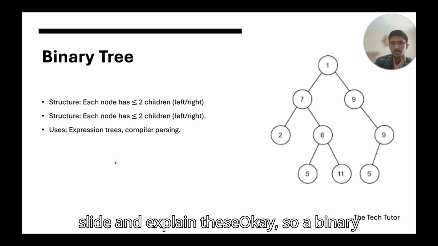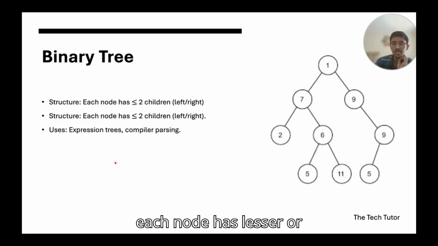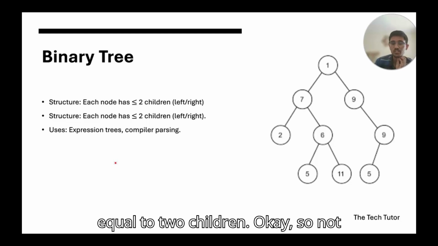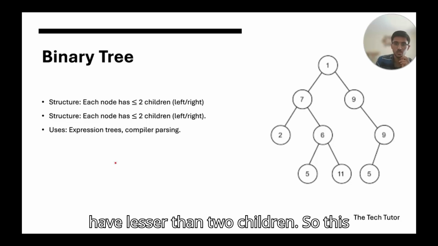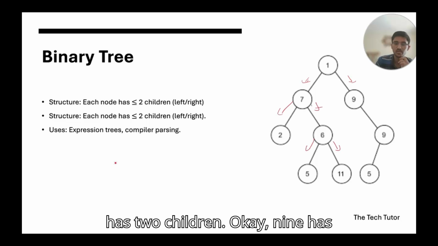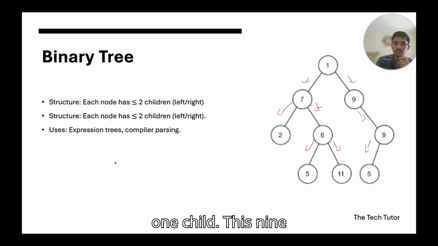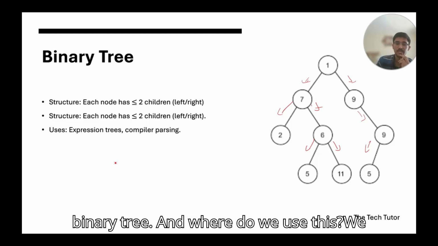So this is a binary tree, where you can see each node has fewer than or equal to 2 children. Not more than 2 children, but it can have fewer than 2 children. This one has 2 children. 7 has 2 children. 6 has 2 children. 9 has 1 child, and this 9 over here has 1 child. Again, this is called a binary tree.